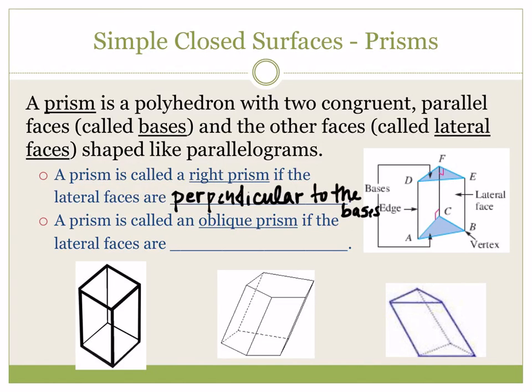If we don't have that right angle, the prism is called an oblique prism. So the lateral faces are not perpendicular. Oh, that would be simplified. I'll use my perpendicular symbol. Then I have space to the bases.